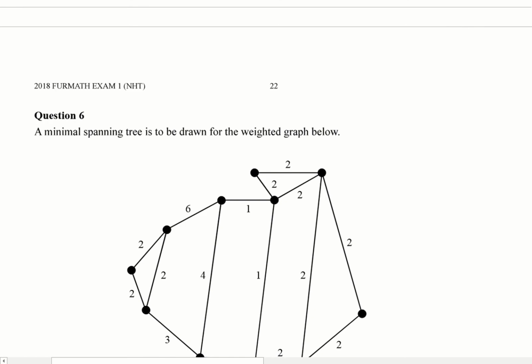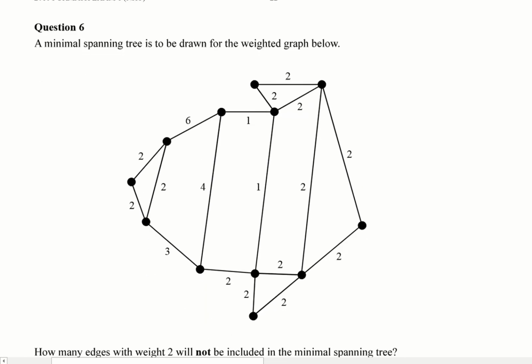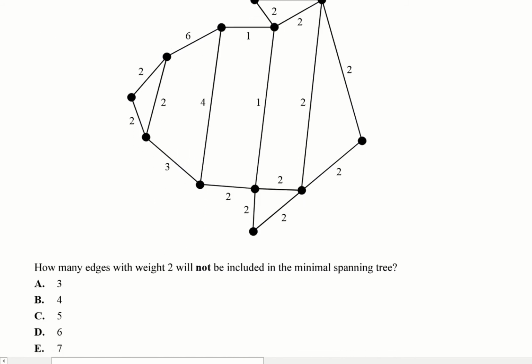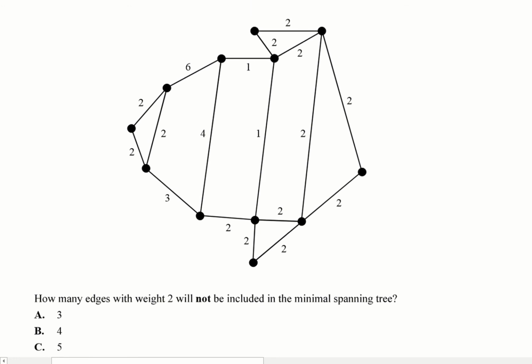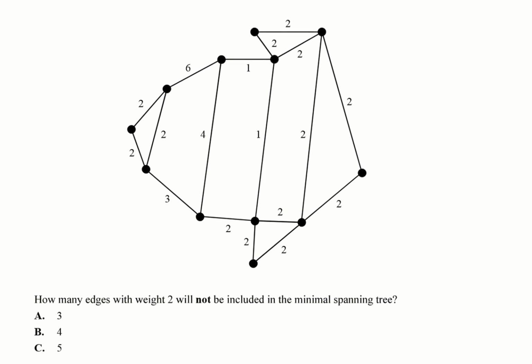All right, so we're up to question 6. A minimal spanning tree is drawn for the weighted graph below. How many edges with weight 2 will not be included in the minimal spanning tree? I'll just use a highlighter to highlight things. I'm going to initially highlight my 1s because they're my lowest value, so they're going to be in the minimal spanning tree.